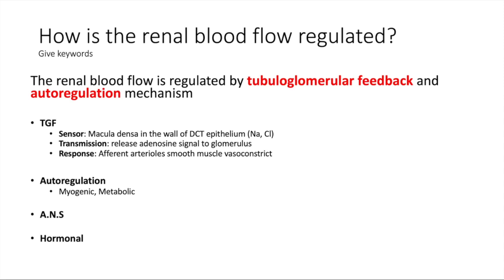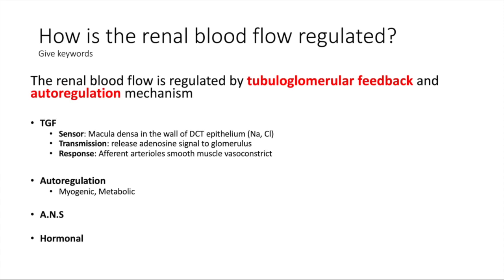Macula densa is situated in the wall of the distal convoluted tubule and detects sodium and chloride delivery. A reduced delivery of sodium or chloride will stimulate the release of adenosine into the glomerulus and make the afferent arteriole vasoconstrict and reduce renal blood flow.